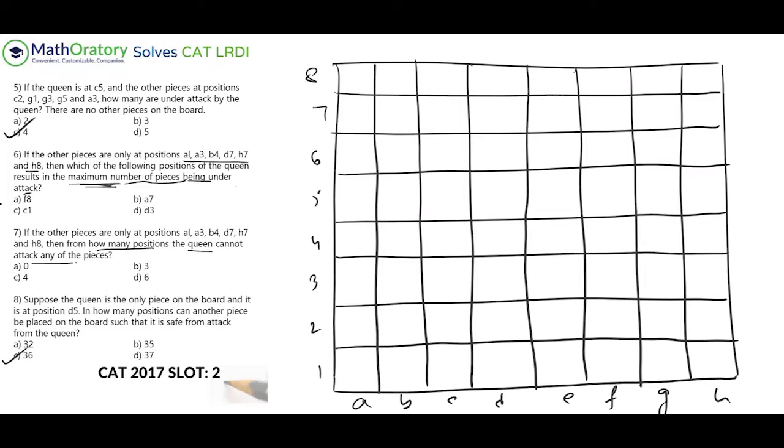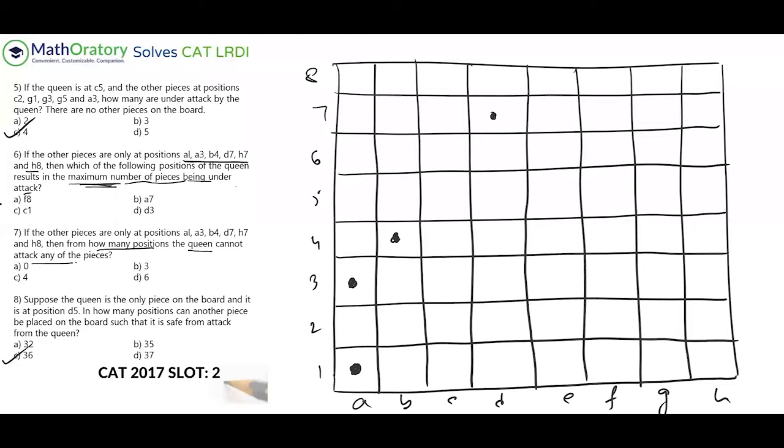Now let us look at the positions, because this is why we drew the chessboard. Questions 6 and 7 have the pieces on the same positions. So let us mark the positions by dots or something like that. A1 is one of the positions. A3 is one of the positions. B4 is another position.